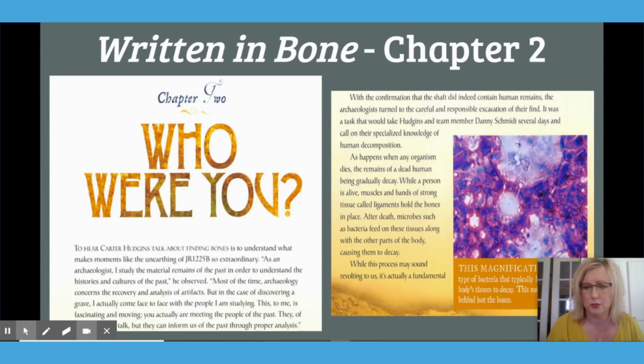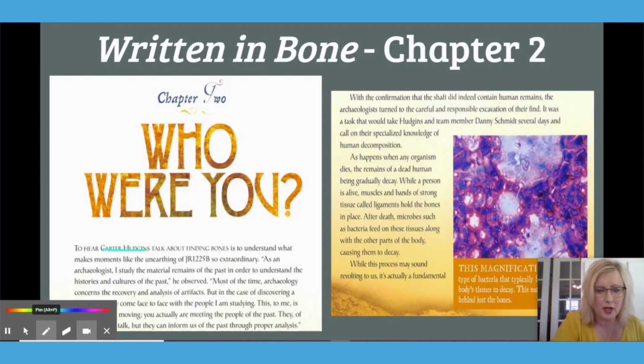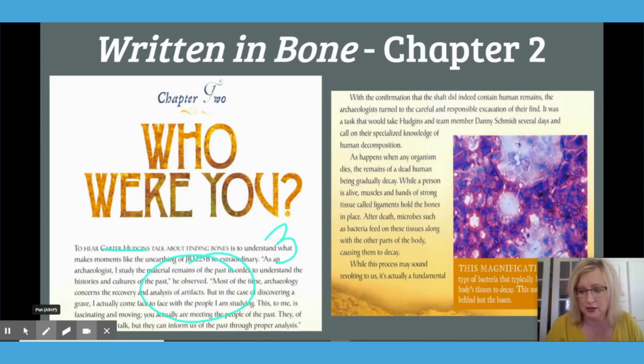And look at some places that you might be able to help your students as they begin to learn to write those questions. I want us to note at the very beginning of this chapter, Carter Hudgens is talking about being an archaeologist and some of the reasons. And he is talking about coming face to face with the people that he's studying and saying that they can inform us of the past through proper analysis. This is a great place to think about writing a level 3. There is a distinct way we can extend his conversation about his job to a more general or thematic way of thinking about a discussion that could include the present as well as the past.